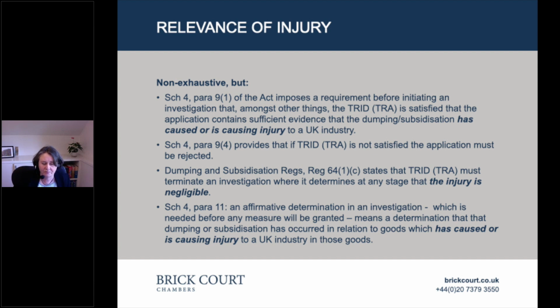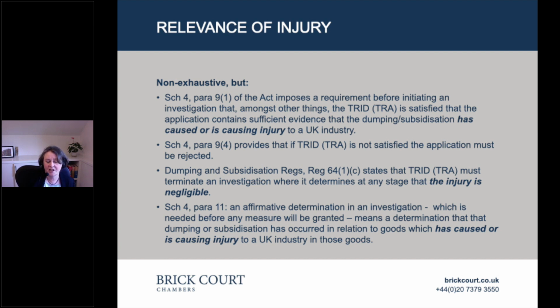Different considerations apply, presumably in a transition or expiry review. The fact that it's for the TRID to be satisfied or not satisfied may obviously make it more difficult to challenge any decision on a precedent fact basis at that stage. That is to say that there may be an error in relation to taking or refusing the investigation.